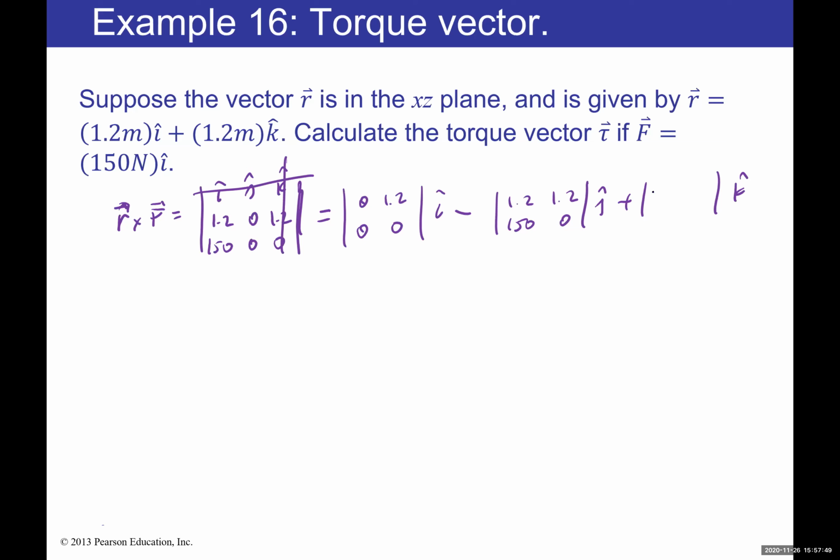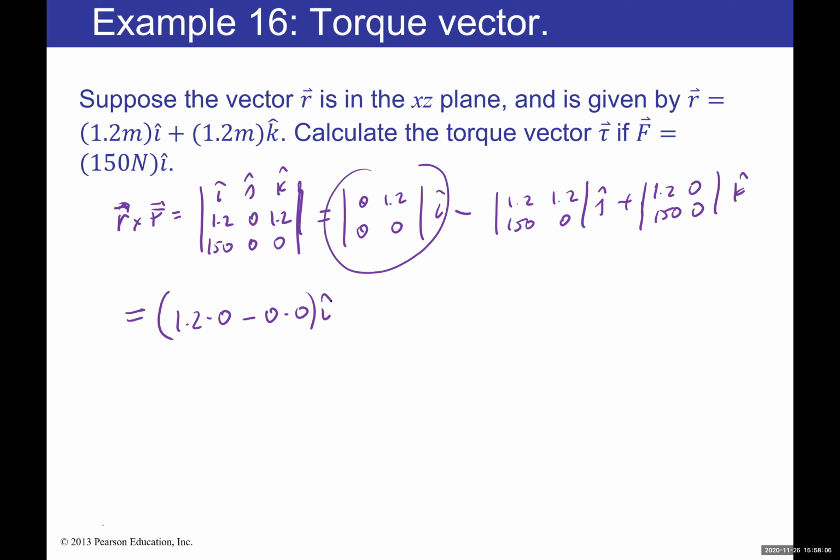I eliminate those and then I have 1.2, 0, 150, 0. That's basically what I get out of this. If I look at the first one, it will be 1.2 times 0 minus 0 times 0 i hat, which means this whole thing is 0. Then minus, here I have 1.2 times 0, remember, like this. Then minus 1.2 times 150. So the j hat term does not go to 0, but the other one does.